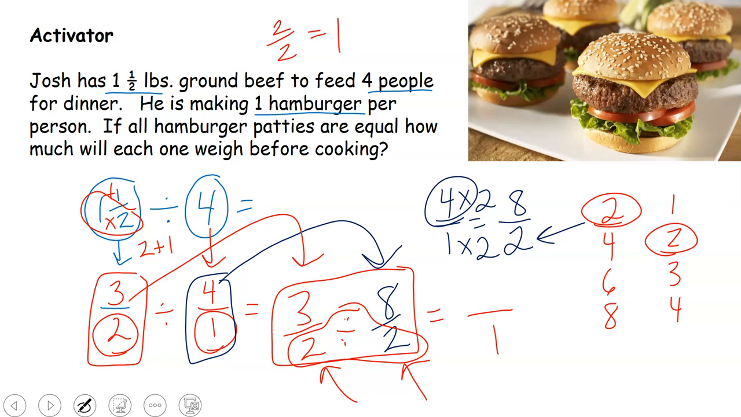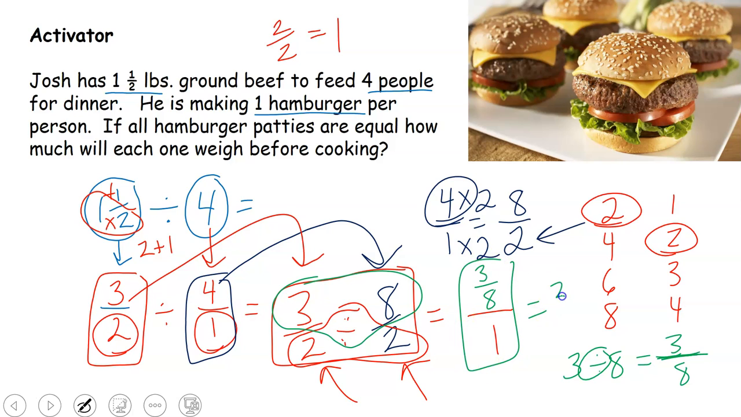And then for the numerator, let me grab a different color. You're taking 3 and dividing it by 8. Well, if you take 3 divided by 8, you'll get a decimal. So I just want you to write that as a fraction. 3 divided by 8 is the same as 3 over 8. You can replace this division symbol with a fraction bar. And then 3/8 divided by 1 is equal to 3/8.